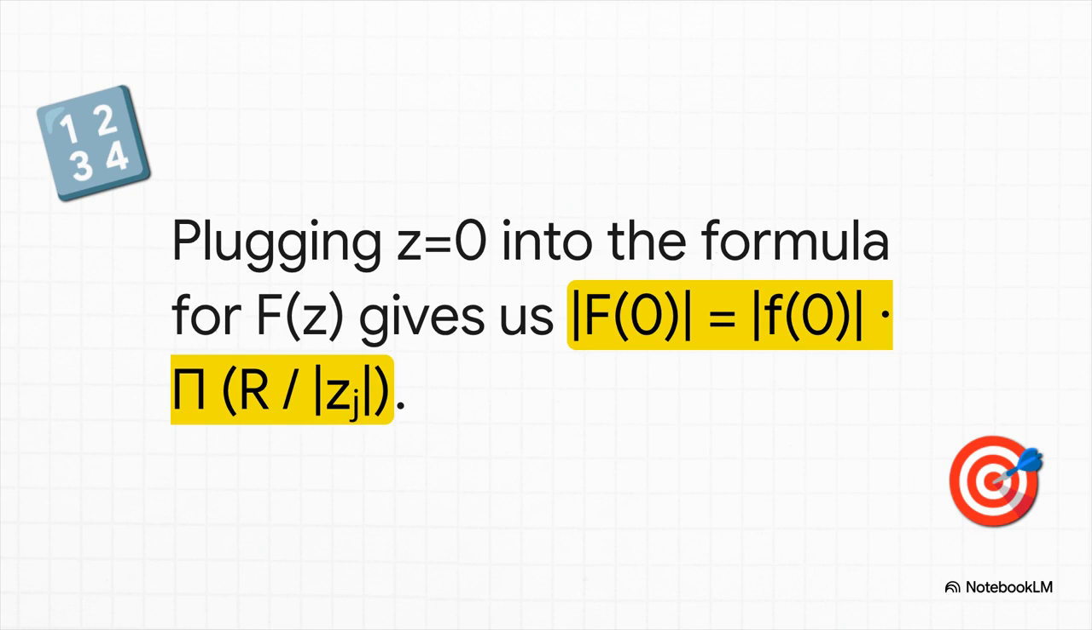Next up, we have to figure out the value of our new function right at the center, at z equals 0. All we have to do is plug 0 into the big formula we made for F, and when all the math settles, what pops out is the value of our original function, f of 0, times this whole chain of r divided by z_j terms, one for every single zero we zapped away.